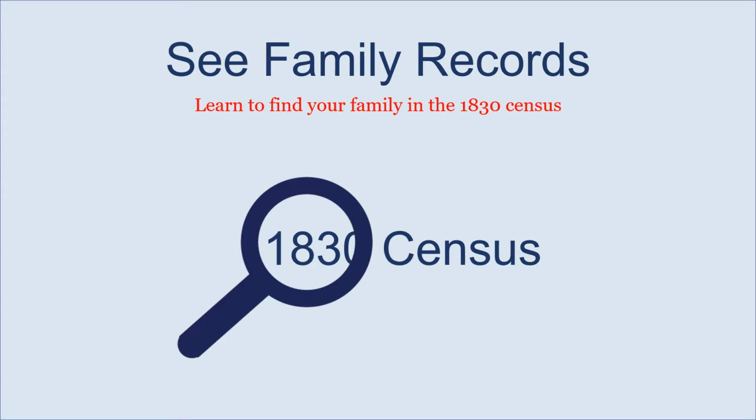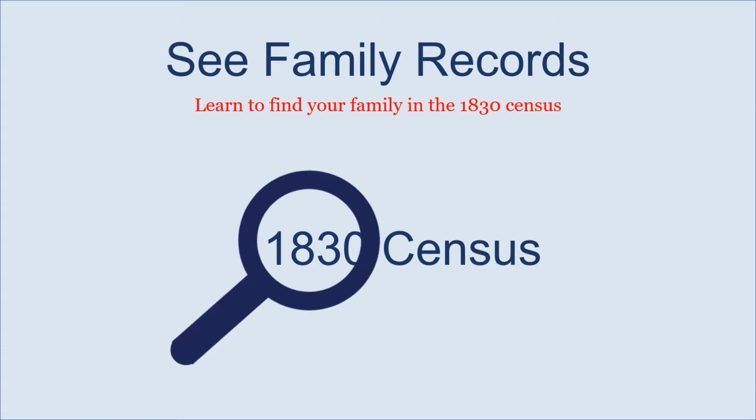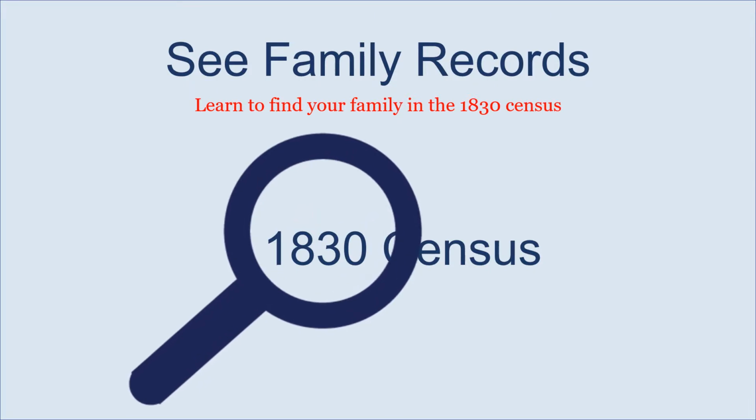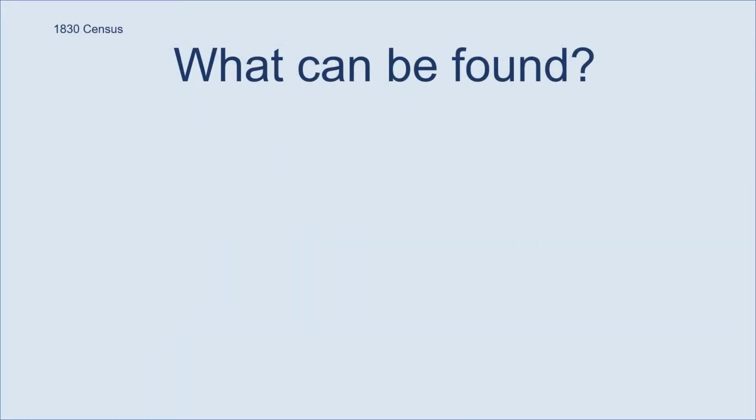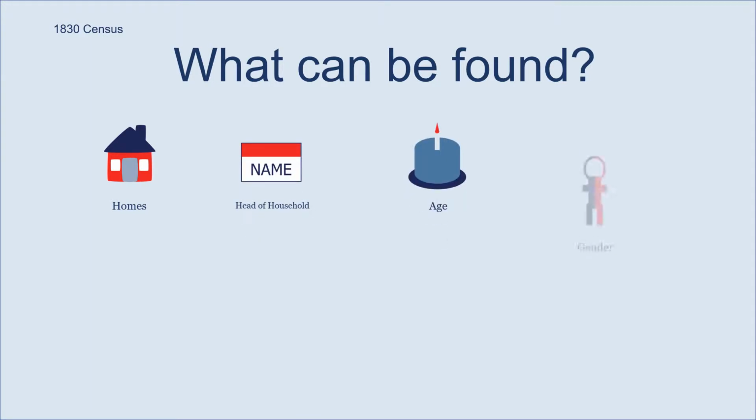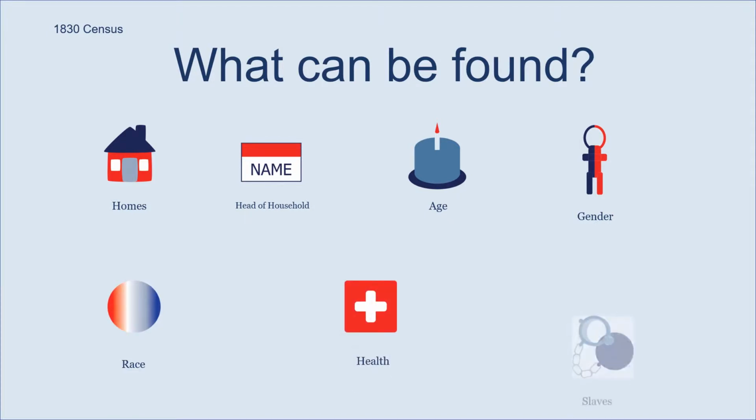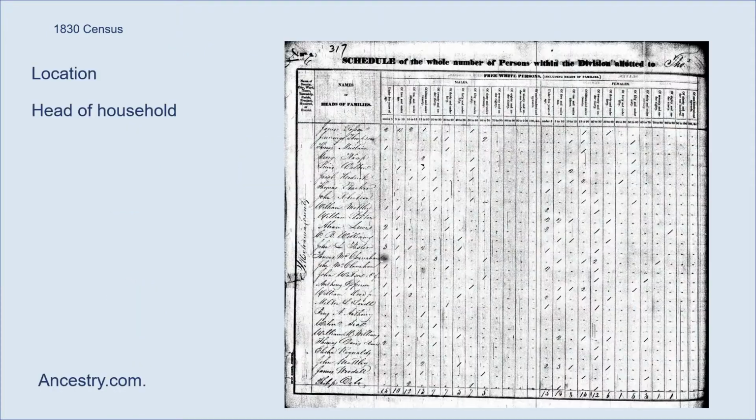See Family Records. Learn to find your family in the 1830 census. What can be found? Homes, head of household, age, gender, race, health, and slaves.